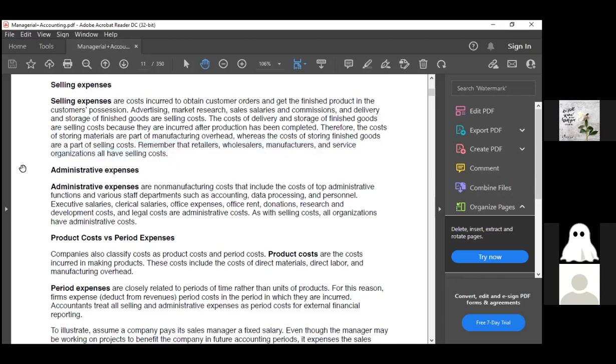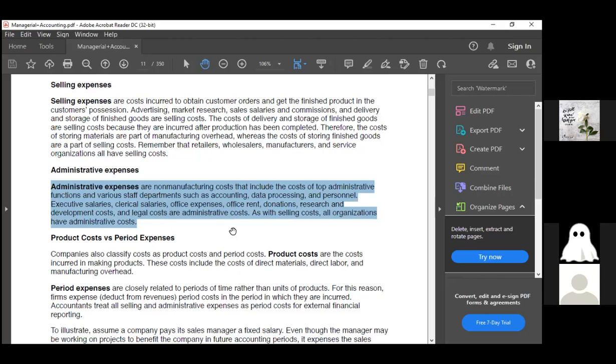Administrative expenses. Administrative expenses are non-manufacturing costs that include the cost of top administrative functions and various staff departments such as accounting, data processing, personnel, executive salaries, clerical salaries, office expenses, rent for office, donation, research, and development costs. And legal costs are administrative expenses. As with selling cost, all organizations have administrative cost also.